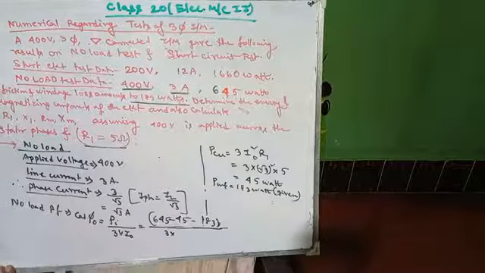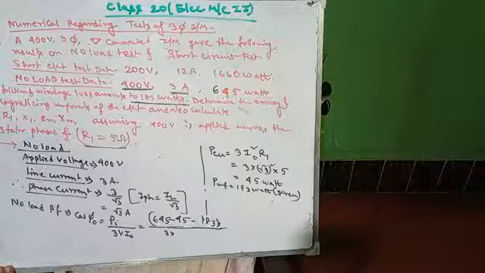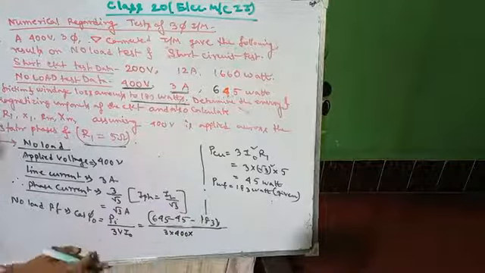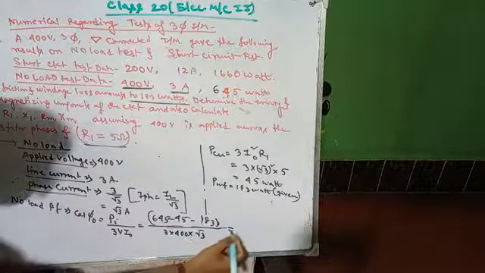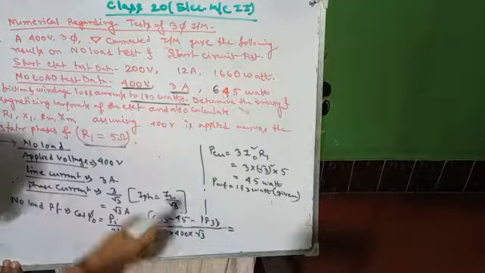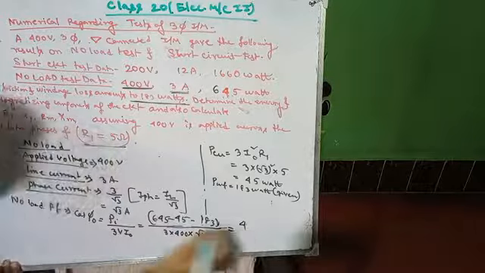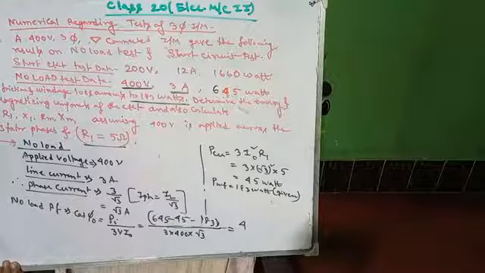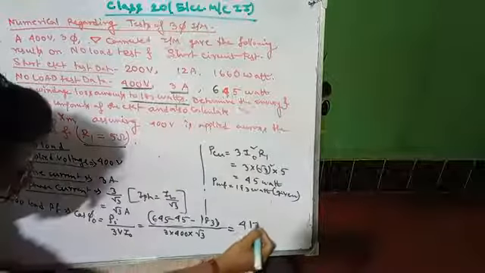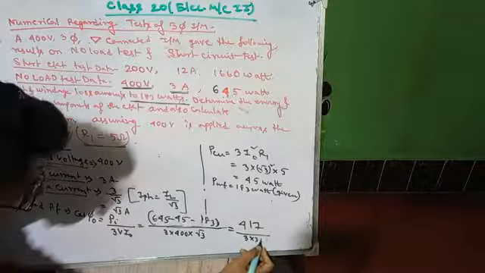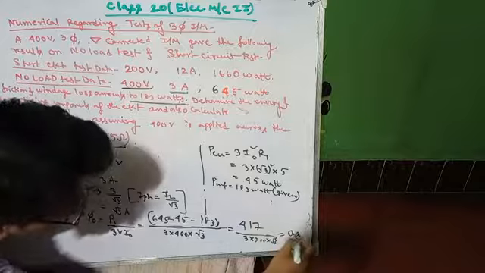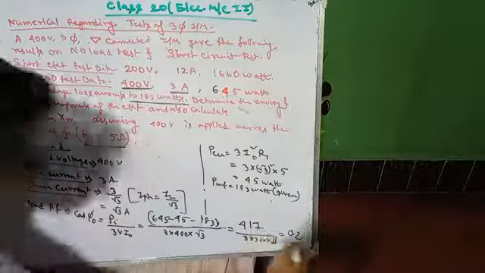So V equals 400 and I naught equals 1.732, that is root 3. So 645 minus 45 minus 183, that is 417, divided by 3 into 400 into root 3. After calculation you get 0.2. So this is one of the answers.